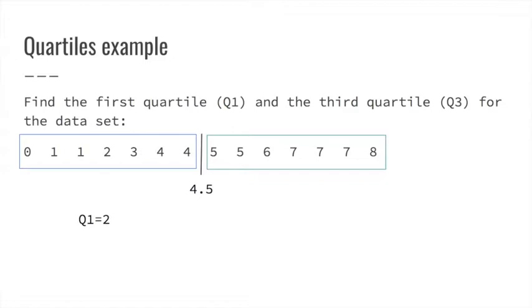On the upper half, we do the same thing: the 5 and the 8, the 5 and the 7, the 6 and the 7, and it leaves us in the middle with a 7. So our third quartile, or upper quartile, is 7. With small data sets, with relatively simple sets of data, finding the median and the quartiles is pretty easy to do by hand.